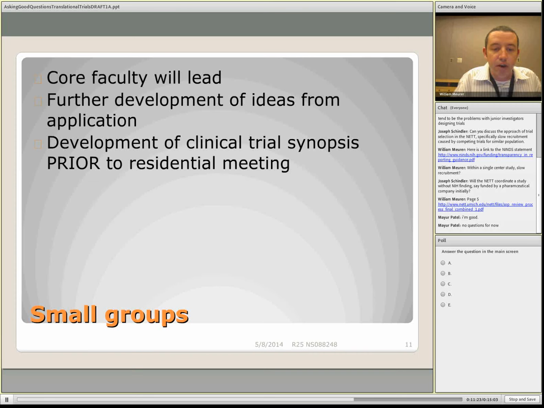And ultimately, we will have some faculty from StrokeNet as well. We just didn't know who they were at the time we were awarded this grant. So that will be something that's in process.